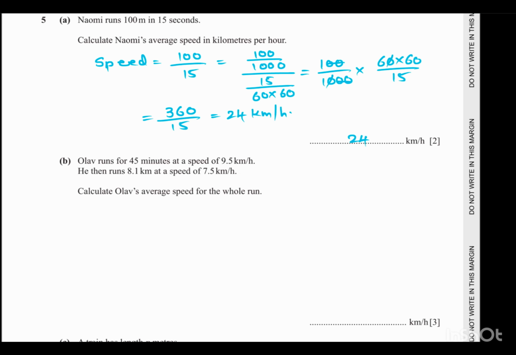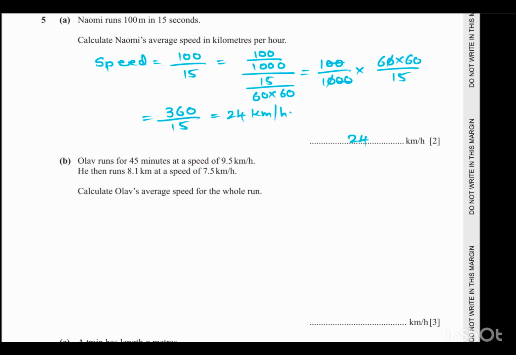Okay, question B. Olav runs 45 minutes at a speed of 9.5 kilometers per hour. He then runs 8.1 kilometers at a speed of 7.5 kilometers per hour. Calculate Olav's average speed for the whole run. So let us first find out the distance he runs in the first case and then find out the time he takes in the second case.